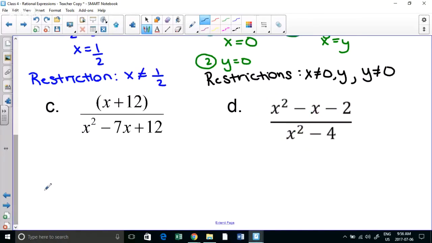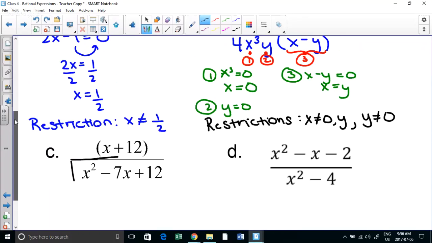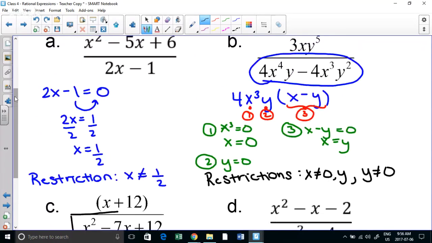Let's try the bottom too. Bottom is what gives me a problem. This is GCF factoring. So someone asked me to re-explain number 2. This is GCF factoring. So I pulled out for the x cubed, the y, and I'm left with x minus y. So this actually means 4 times x cubed times y times x minus y. Meaning that I have a 4 as a factor, an x cubed as a factor, a y as a factor, and an x minus y as a factor.